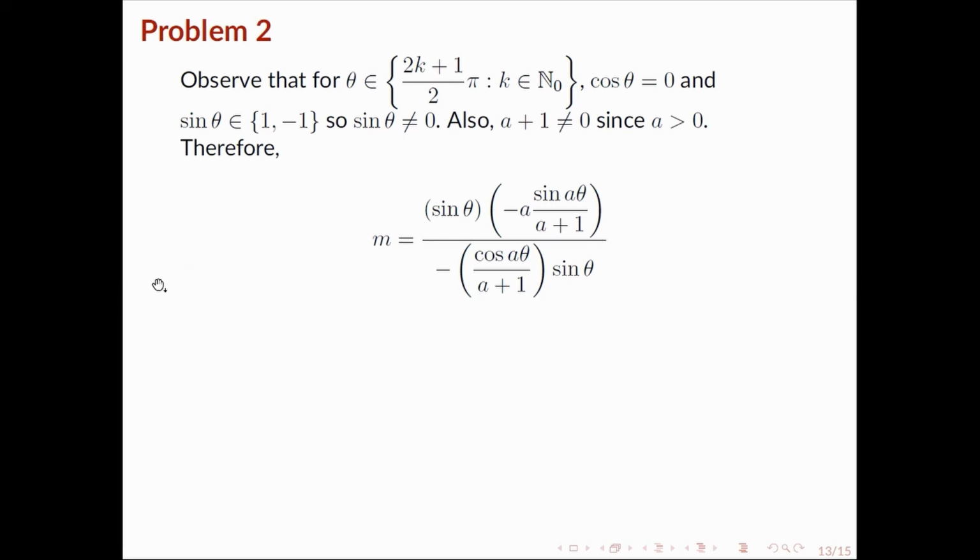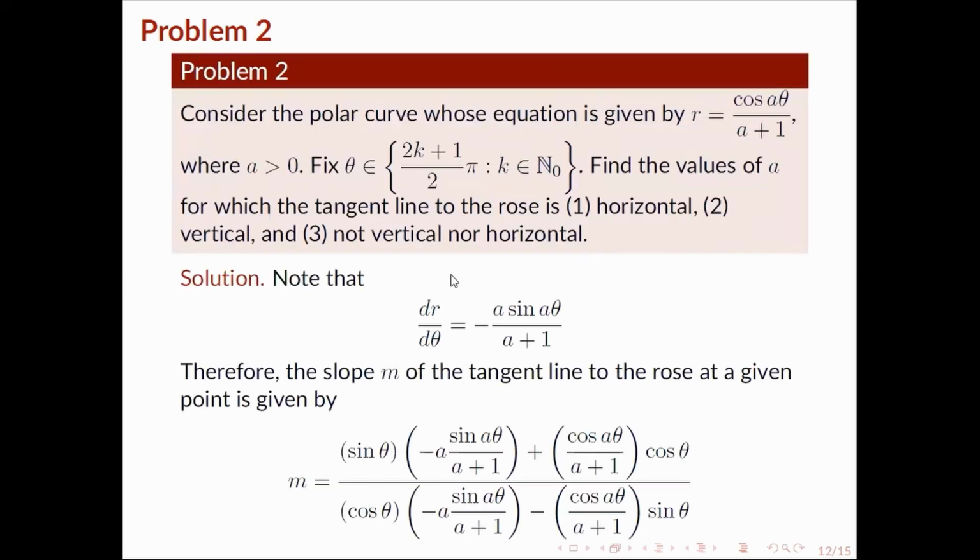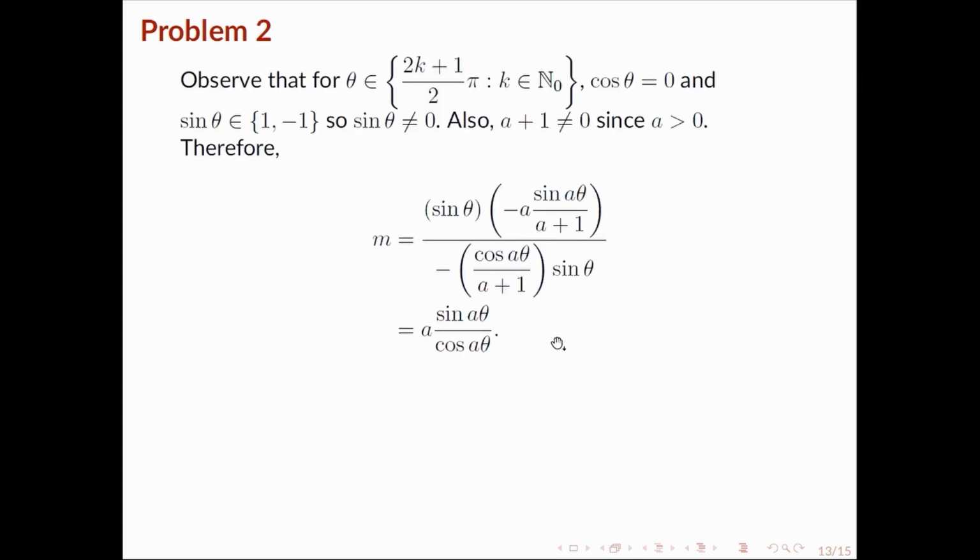So basically, what we just did is to remove this cosine a theta over a plus 1 multiplied by cosine theta, and then cosine theta multiplied by negative a multiplied by sine a theta over a plus 1. This is because our cosine theta is 0. Okay, so this will be the simplification of our slope equation. Upon simplifying, we get a multiplied by sine a theta over cosine a theta.